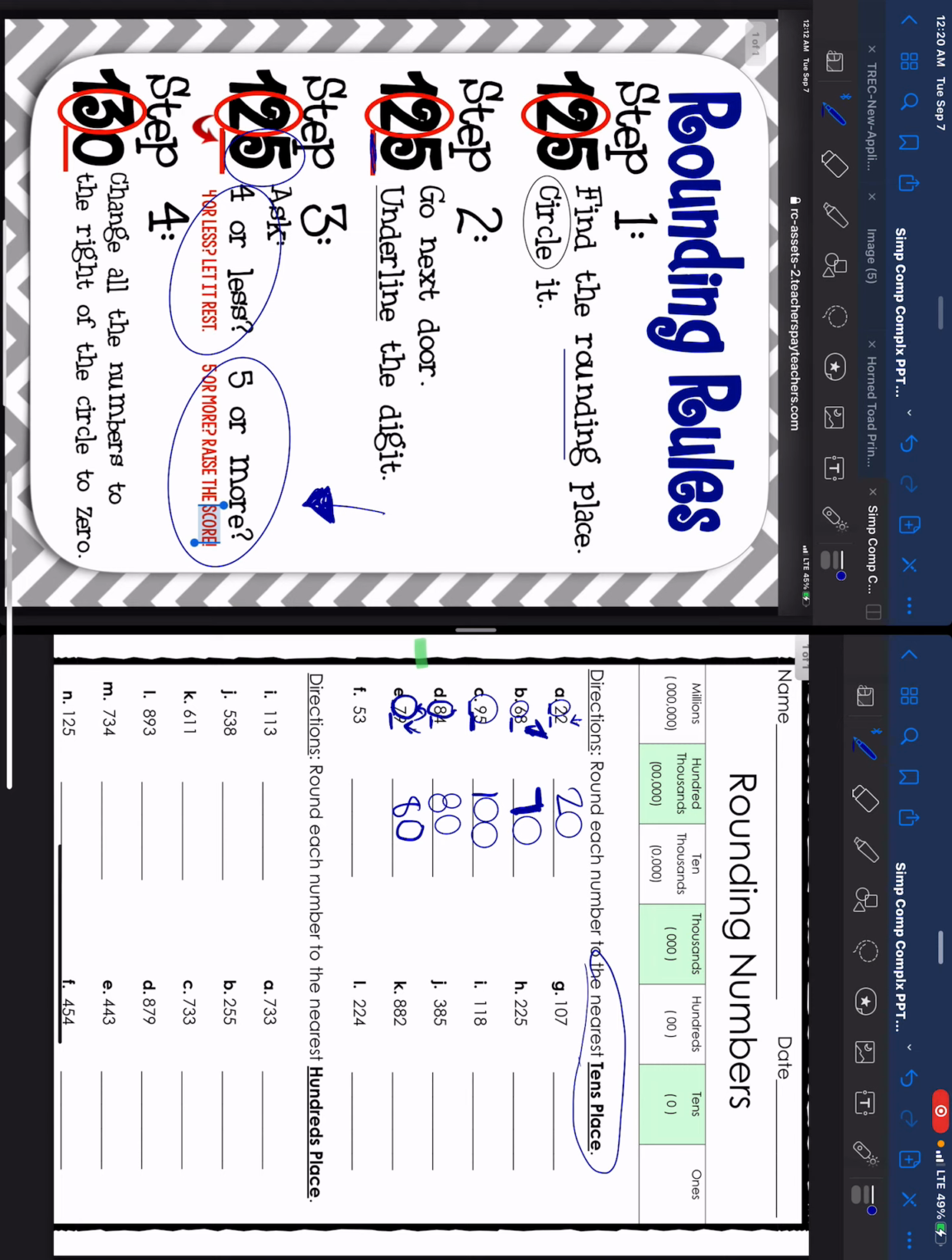And then F, 53. So we got to circle the 5 in 53. Find the rounding place and circle it. We did that. Step 2, go next door and underline the digit. It's an 8. If it's 5 or more, raise the score. So an 8 is more than 5. So the 5 becomes a 6. And then step 4, change all the numbers to the right of the circle to 0.